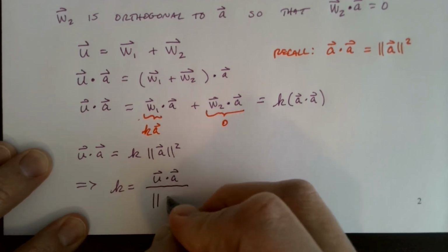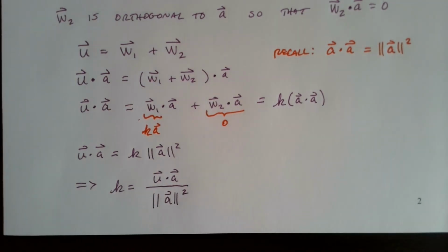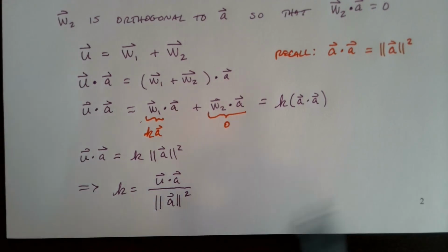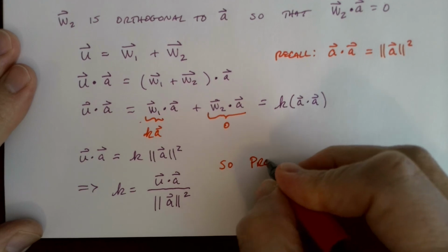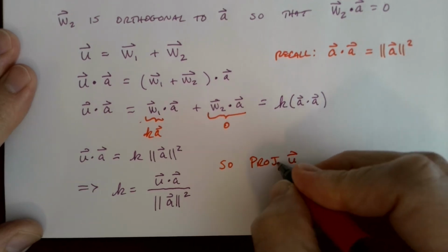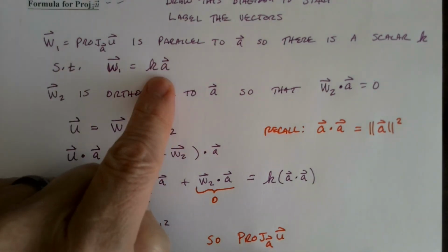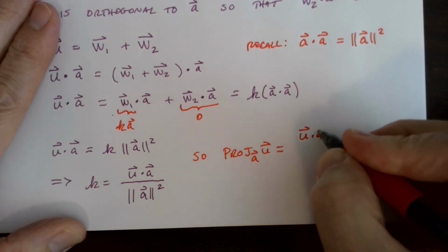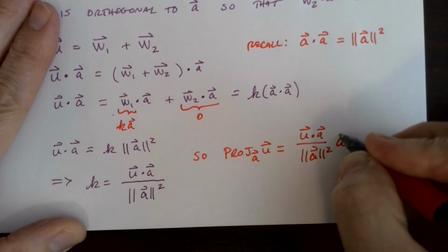Of course, we are assuming then that A is a non-zero vector here. Okay, so this dot product is a scalar, so there's our scalar quantity, and that's the value of K. And so let's answer the question, what's the formula? The projection of U onto A, that was the vector W1, as we've said, right? It's K times A, and we found K, so it's equal to U dot A over the magnitude of A squared, times A.